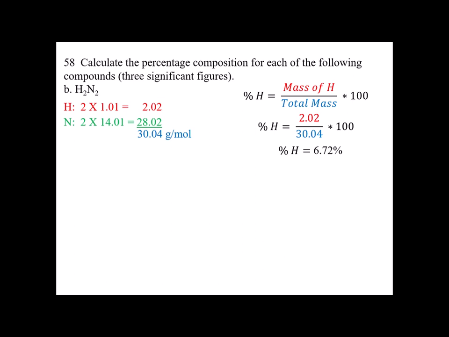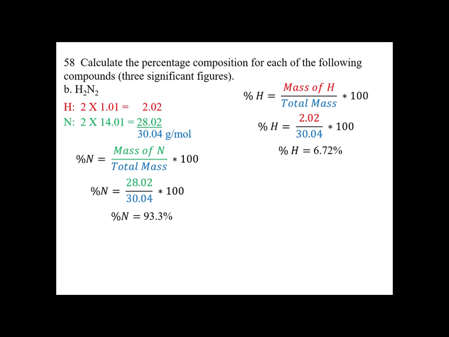Same thing for the nitrogen. The percent nitrogen is the mass of nitrogen over the total mass times 100. And I've color-coded it so you see where the numbers come from. The mass of the nitrogen is 28.02. The total mass is still 30.04 times 100 to get 93.3. And as a check, I can add these two up because my total composition has to be 100%. So 6.72 plus 93.3 gives me 100.02.